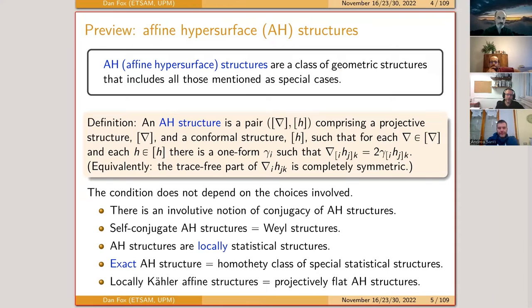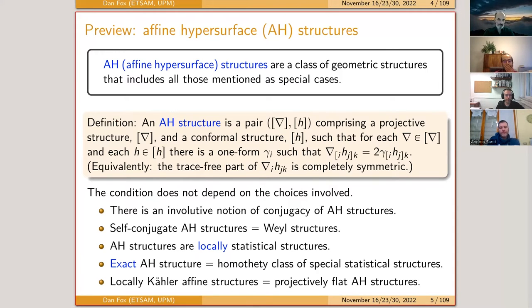Equivalently, the completely trace-free part of the covariant derivative of H is completely symmetric. And one can check that these are well-defined conditions if I've written them right. They don't depend either on H or on the choice of representative. It's a simple exercise to check that this is actually well defined. And I'll explain later, there's an involutive notion of conjugacy of AH structures, which gives you a second AH structure with the same underlying conformal structure, but a different projective structure. And it's involutive in the sense that if you do it twice, you get back where you started, such that the self-conjugate AH structures are exactly the usual Weyl structures, maybe with the definition written in a slightly unusual way.